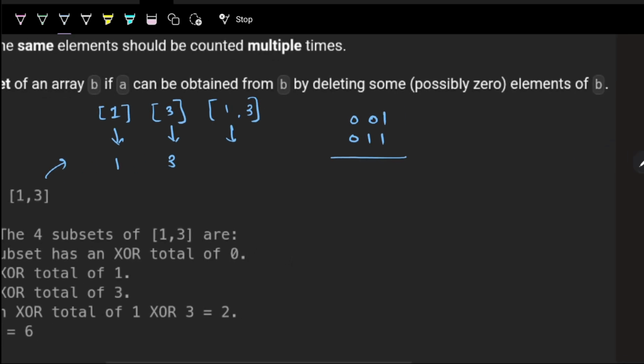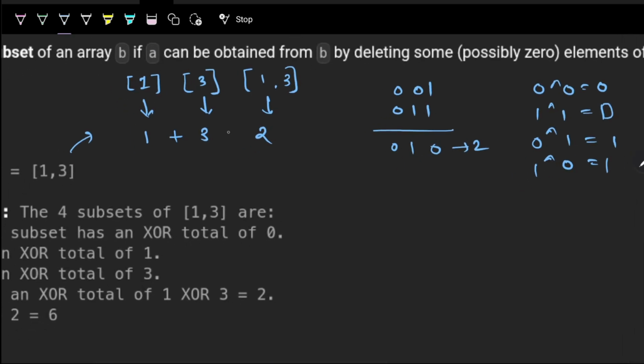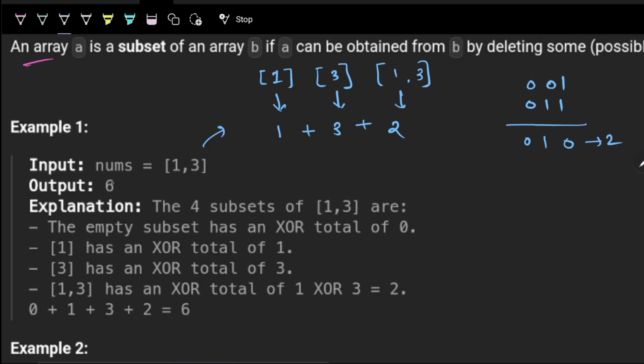So you know, 0 XOR 0 is 0, 0 XOR 1 is 1, 1 XOR 1 is 0, and 1 XOR 0 is 1. So we get 1 1 0 0, which is 2. Correct? So it will be 2, and we have to return a sum. So 1 plus 3 is 4, plus 2 is 6, and this is the output for this test case as well. And this is what we have to do.